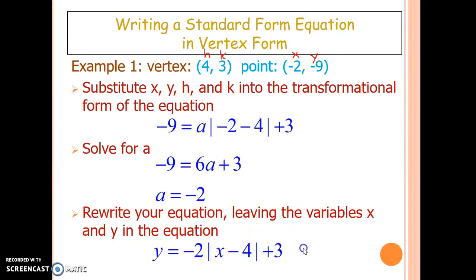This last step is we're going to rewrite the equation, leaving the variables x and h in the equation. So now all you do is take the original vertex (4, 3), and put that into the equation where you had it before, but we no longer need x and y because we have solved for a, and now this is the equation that we have.